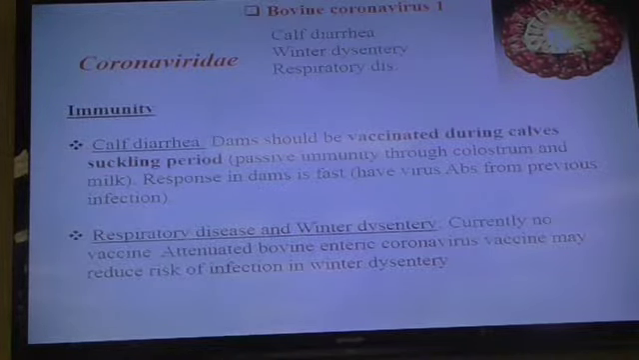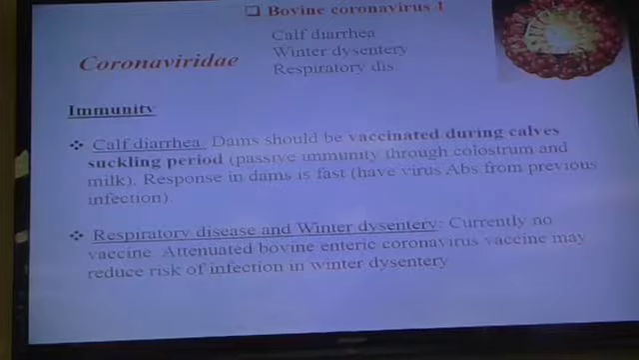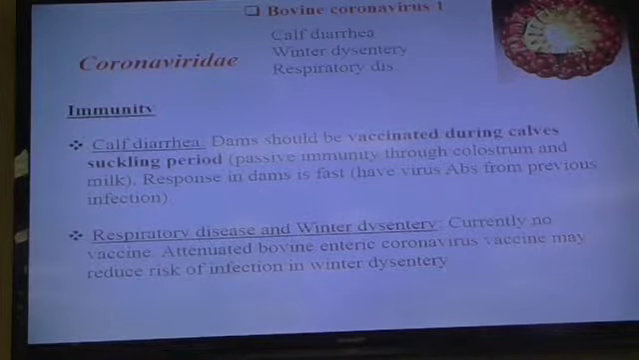Another way, the third way, is to vaccinate pregnant animals. Now you vaccinate pregnant animals just before delivery, a few weeks before delivery. And obviously that has to be not a live vaccine that can cause abortion. So in most cases they vaccinate with a killed vaccine.